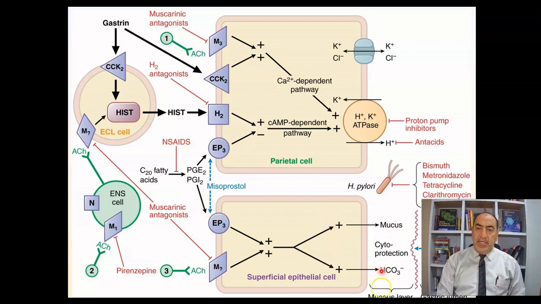And as you see here at the end, the pH of the stomach is around 7 around the epithelial cells. However, in the gastric lumen, it's about 2.